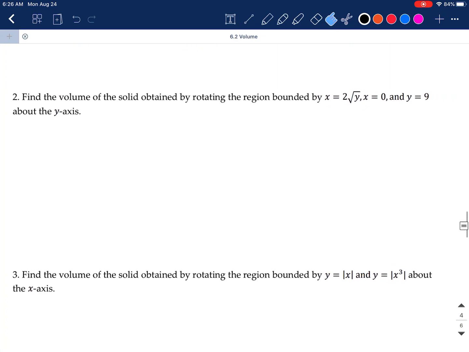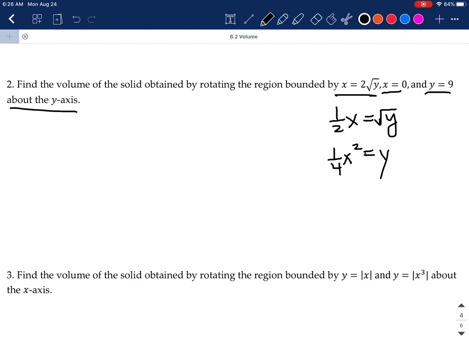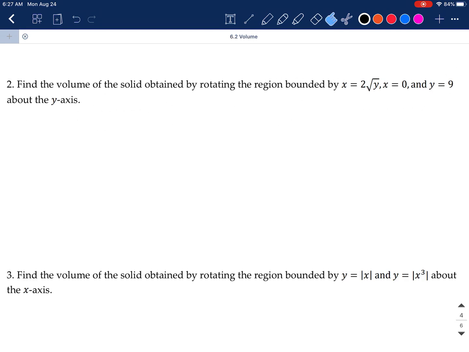For the second example, we've got the volume of a solid obtained by rotating the region x equals 2 root y, x equals 0, and y equals 9 about the y-axis. Okay, so we can just note y is just 1/4 x squared. So it's going to be a parabola that is compressed a little bit. And it's going to be the positive version, though, so it's only going to be on the right side of the y-axis.